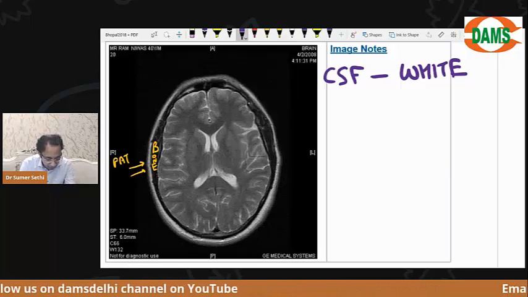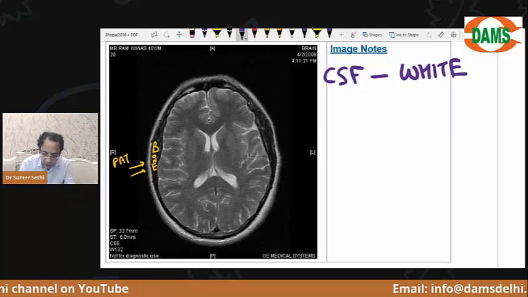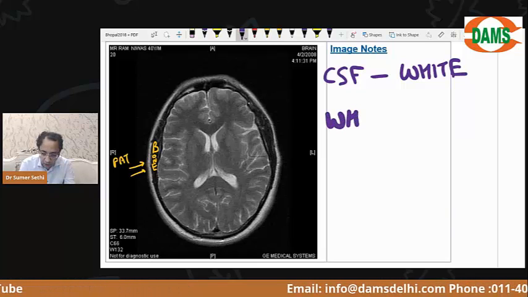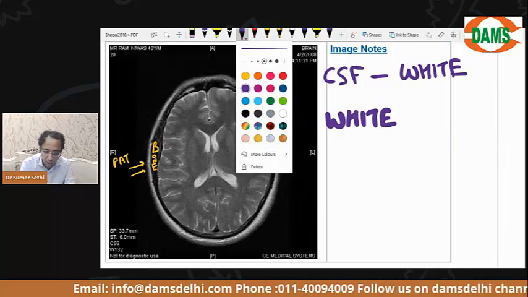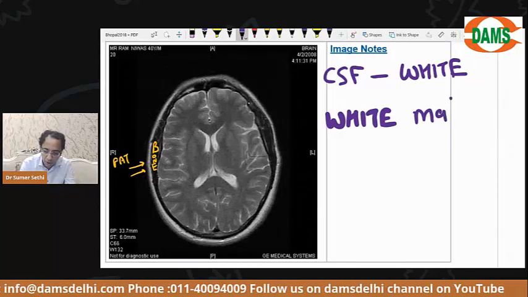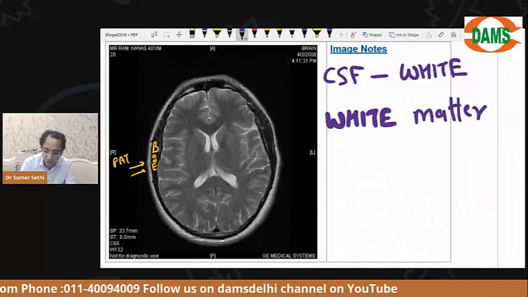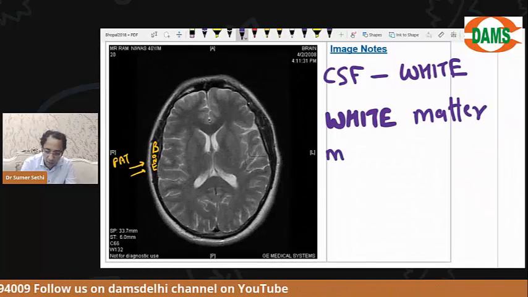Appears white. CSF in this image is white. Okay. Now listen to me, bache. White matter of our brain. Okay, everybody listen to me. It's very complicated. Even PGs will do this wrong. Okay, listen to me. White matter of your brain is myelinated.